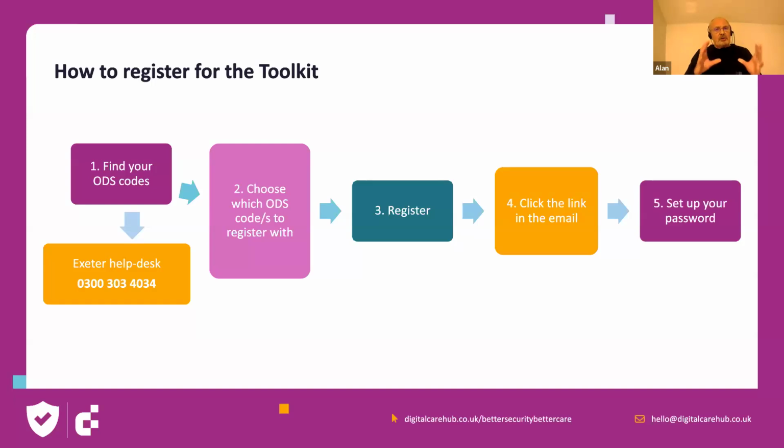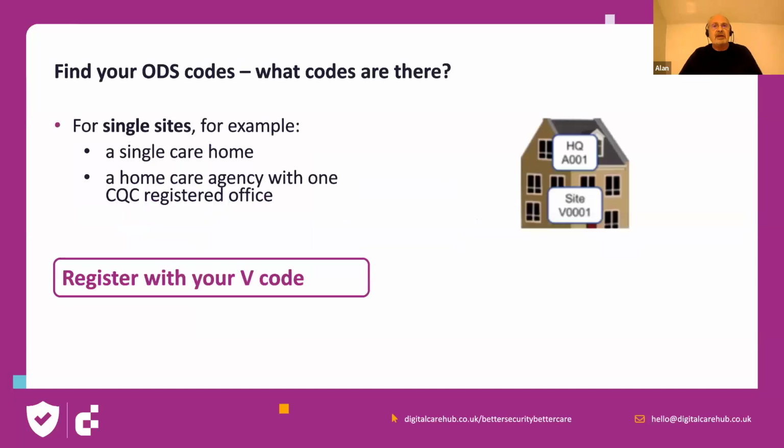So what about ODS codes? How do you decide which ODS code to use? Well, if you are a single site, so a standalone care home or home care agency with only one CQC registered office, then you will still have 2 codes. You will have what they call an HQ code, but you will also have a site code or a location code. The location codes usually start with V, and if you are a standalone service, then you should register with your V code and ignore the HQ or A code.